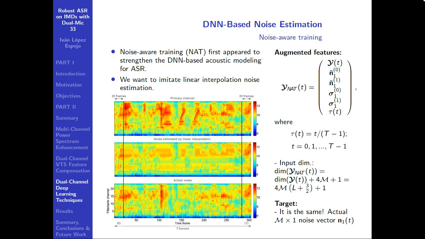Thus, while the same target vector is used, the input feature vector is augmented by appending a vector containing the average of the first frames and another vector containing the average of the last frames, as well as a time index to indicate the frame's relative position within the utterance. Additionally, we decided to also append the noise sample variance from the first and last frames.